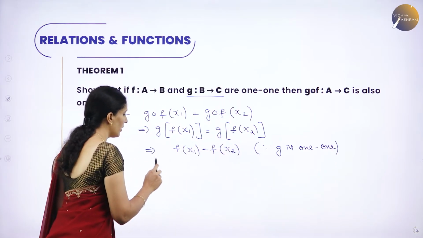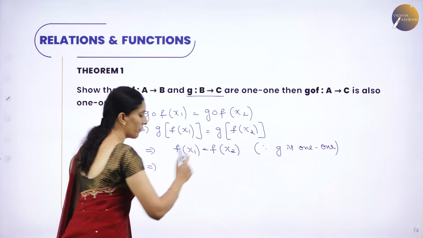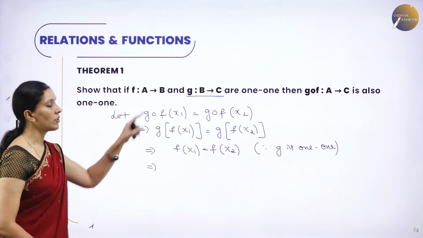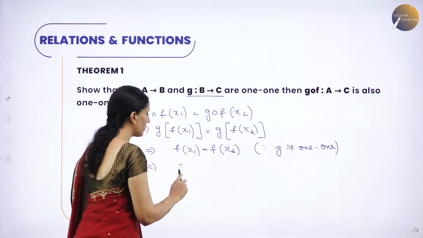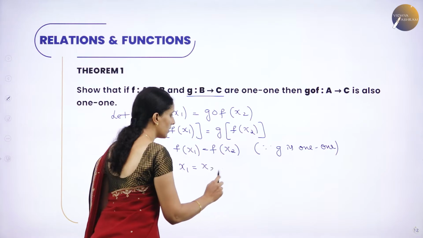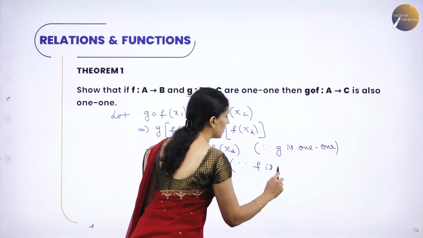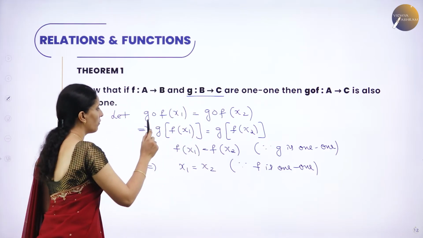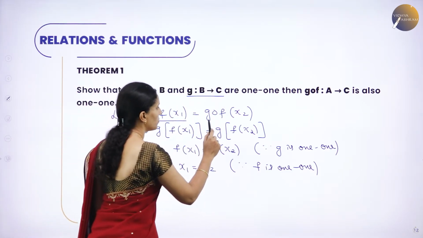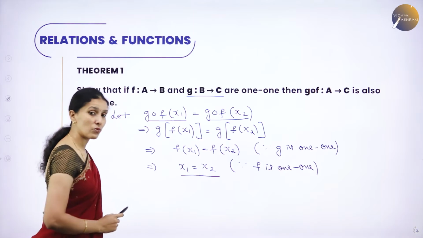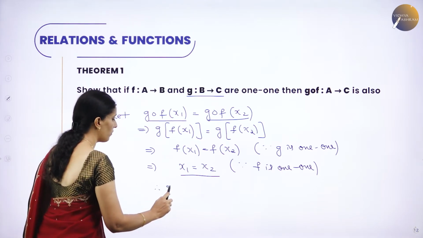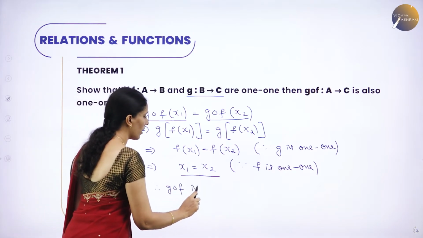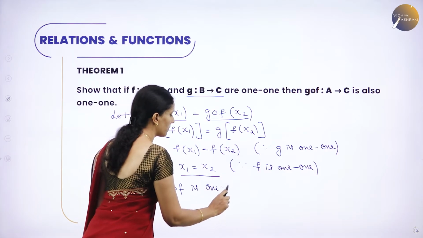Again, here also, if f(x1) is equal to f(x2), given f is also a 1-1 function, so therefore I should get x1 equal to x2, because f is 1-1. Now, for g∘f(x1) equal to g∘f(x2), we are getting x1 equal to x2. So, therefore, I can conclude g∘f is 1-1.